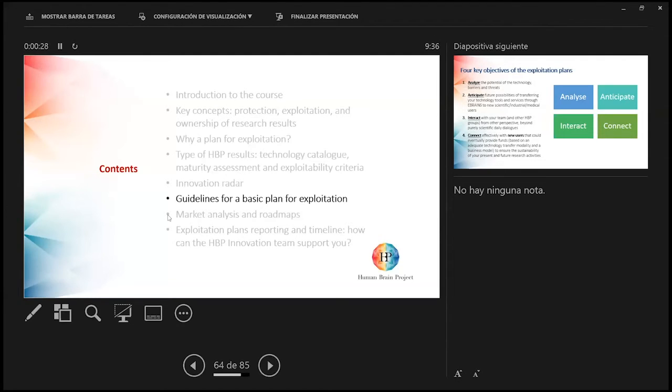Yesterday we introduced the concepts behind the exploitation, protection, and ownership of research results. The session was quite theoretical in some parts. In other parts, we were just introducing what we are going to see now in more detail, in more practical terms: questions on what should be addressed in our exploitation plans. And then we also explained the rationale behind the exploitation plans in HBP.